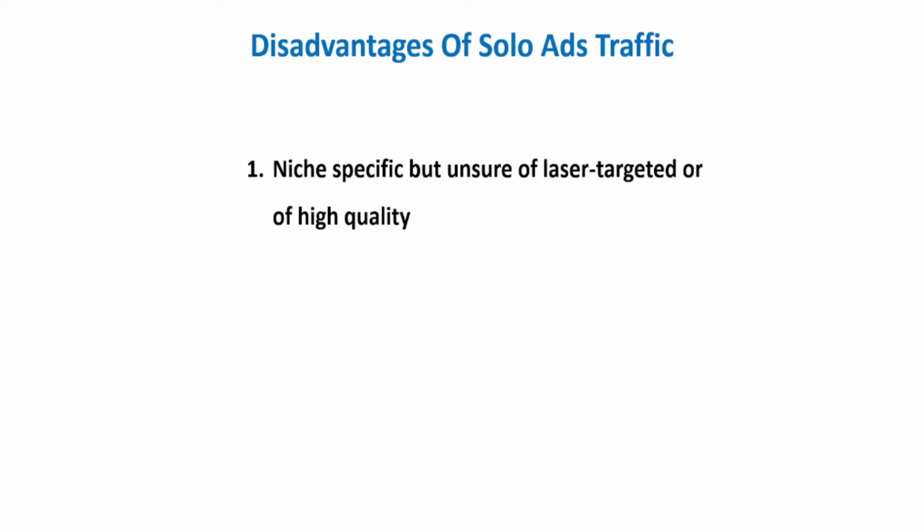And next is laser targeted. Now, what do you mean by laser targeted? Are these subscribers really interested in buying this particular offer right at this moment? That is what is called laser targeted. And high quality means, do these subscribers have money? If they have the real intent of buying this offer right at this moment, do they have money to buy it? That is what is called high quality. So solo ads can be really niche specific, but it is unsure of laser targeted or of high quality.